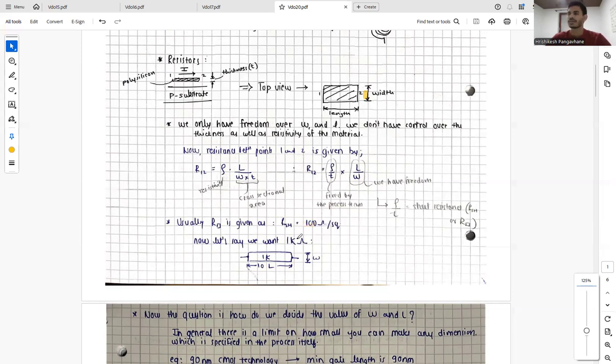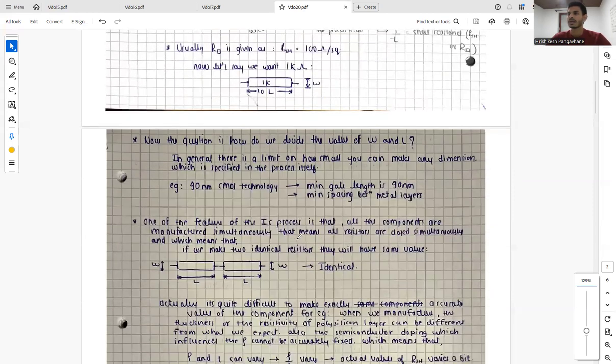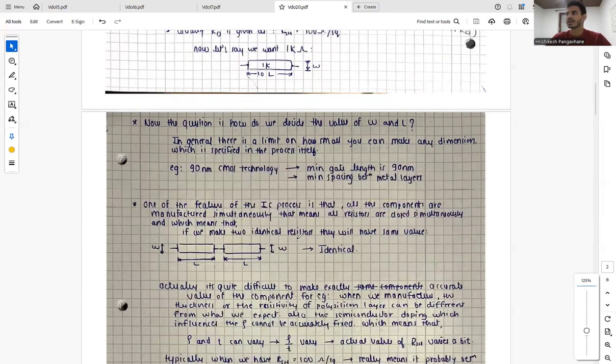So this is how we make a resistor. And now the question is, how do we decide the value of width and the length? In general, there is a limit on how small you can make any dimension, which is specified in the process itself.